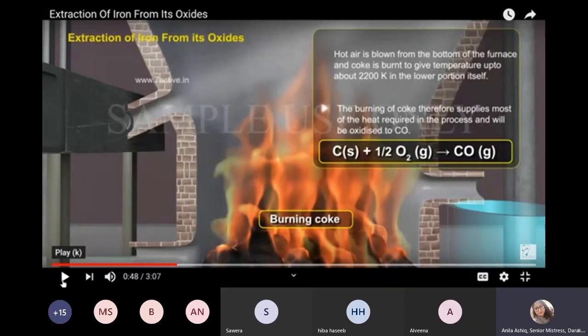I pause this video, and I would like all of you to note down this first equation, please. That is carbon plus half oxygen gas converting into carbon monoxide. It's a balanced equation. And also write down that yes, it is a combustion reaction, and the burning of coke therefore supplies most of the heat which is required in the process. We are not much heating it from outside. The maximum amount of heat which we are getting in this blast furnace is by the burning of coke, through a combustion reaction. The heat required in the process, and carbon will be oxidized to CO.